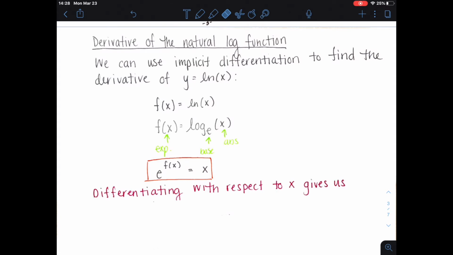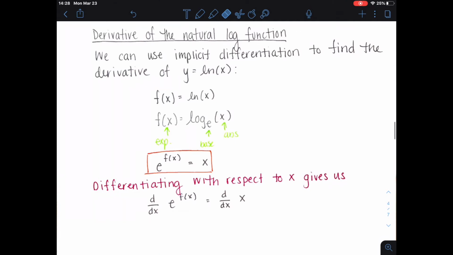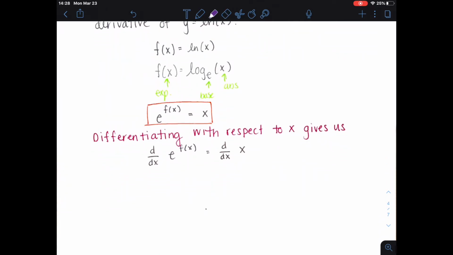We're going to differentiate with respect to x. So we differentiate both sides, and then over here, we've got to use chain rule to take the derivative of e to the f of x. So you get e to the f of x, but chain rule tells you you have to multiply by the derivative, okay?